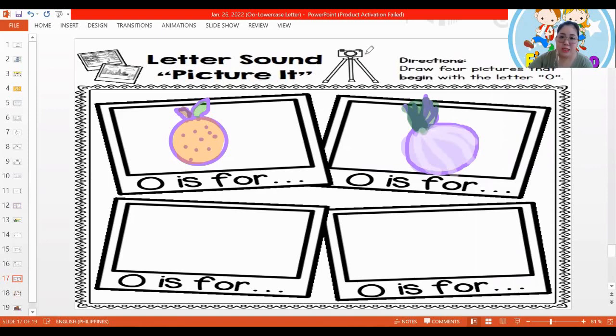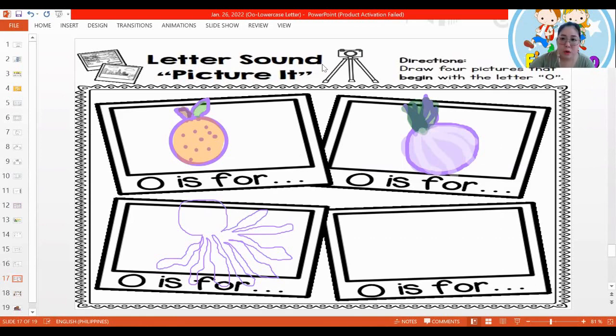The next picture the teacher wants to draw is an animal, and that is the octopus. So I will make the oval head or the round head of the octopus, and then I will make 8 tentacles for my octopus. 1, 2, 3, 4, 5, 6, 7, and 8. And later I'll draw the eyes.